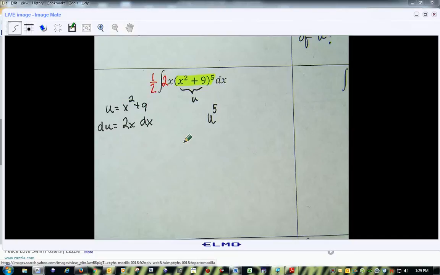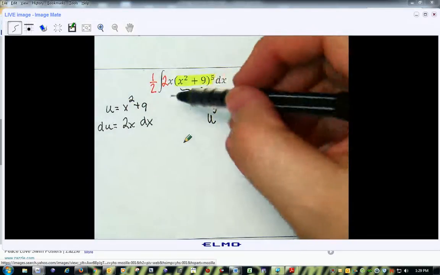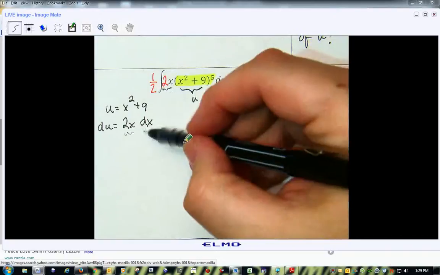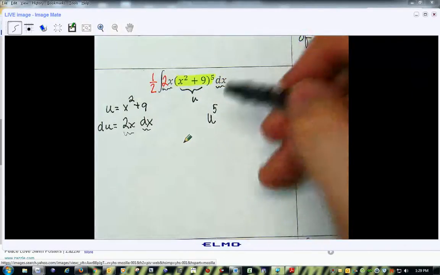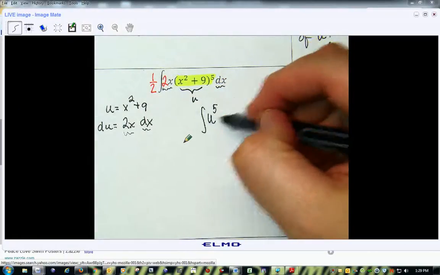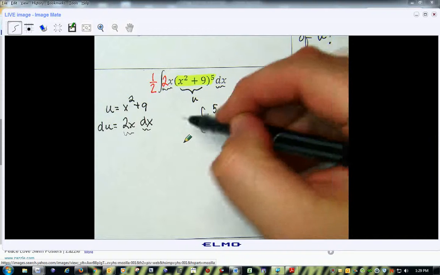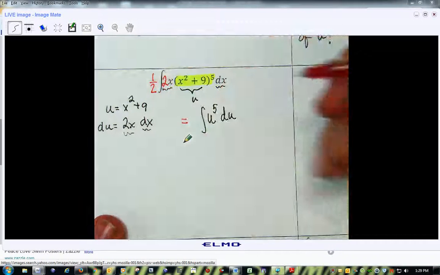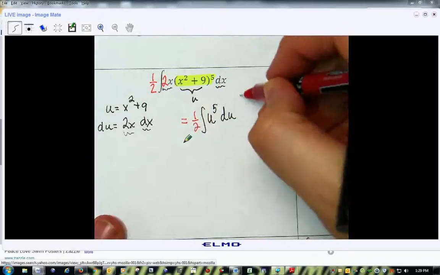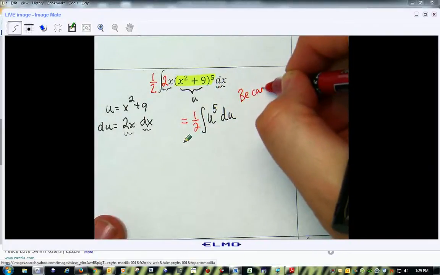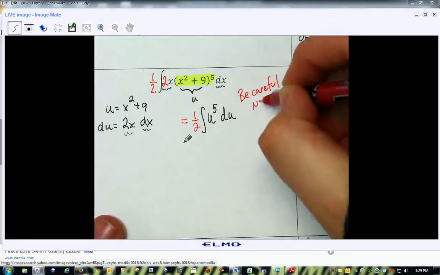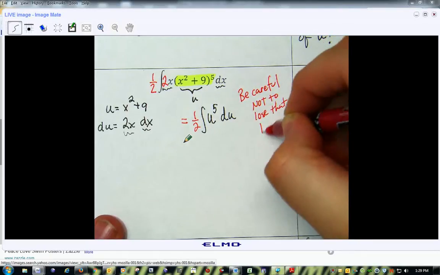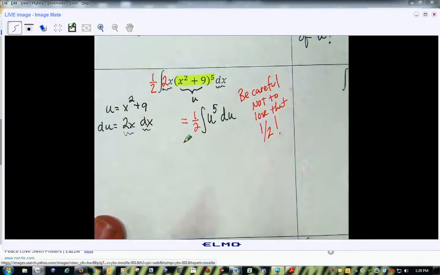Now, do I have enough? Do I have my 2x? Yes. Do I have my dx? Yes. So I can change that to my du. But what's left over that didn't go away? The 1/2. So be careful not to lose that 1/2. That's got to go with it.